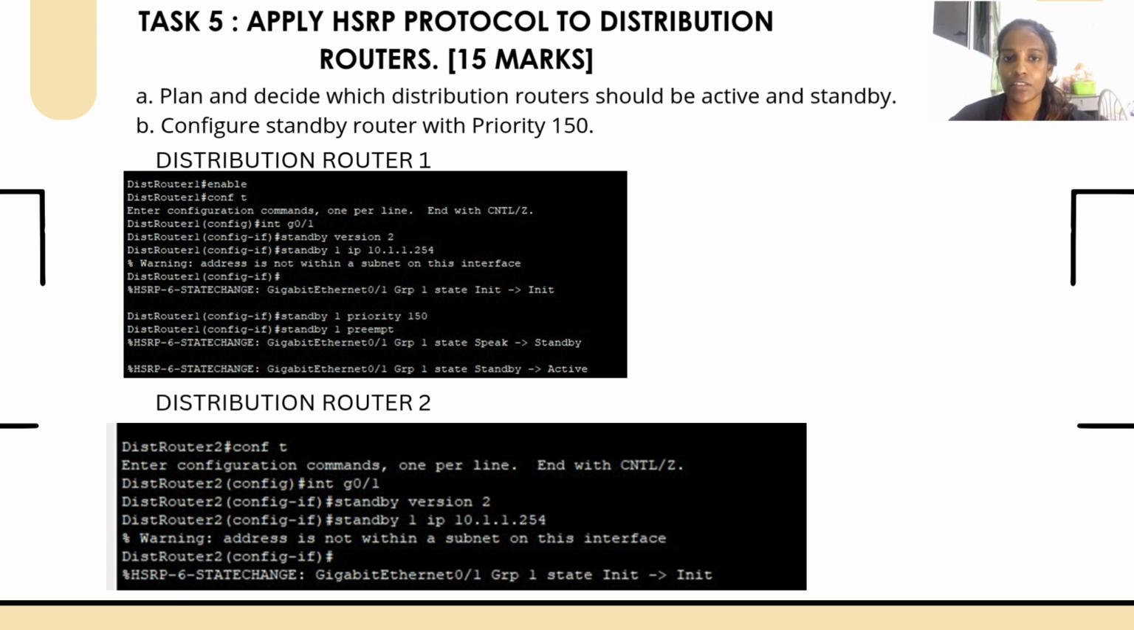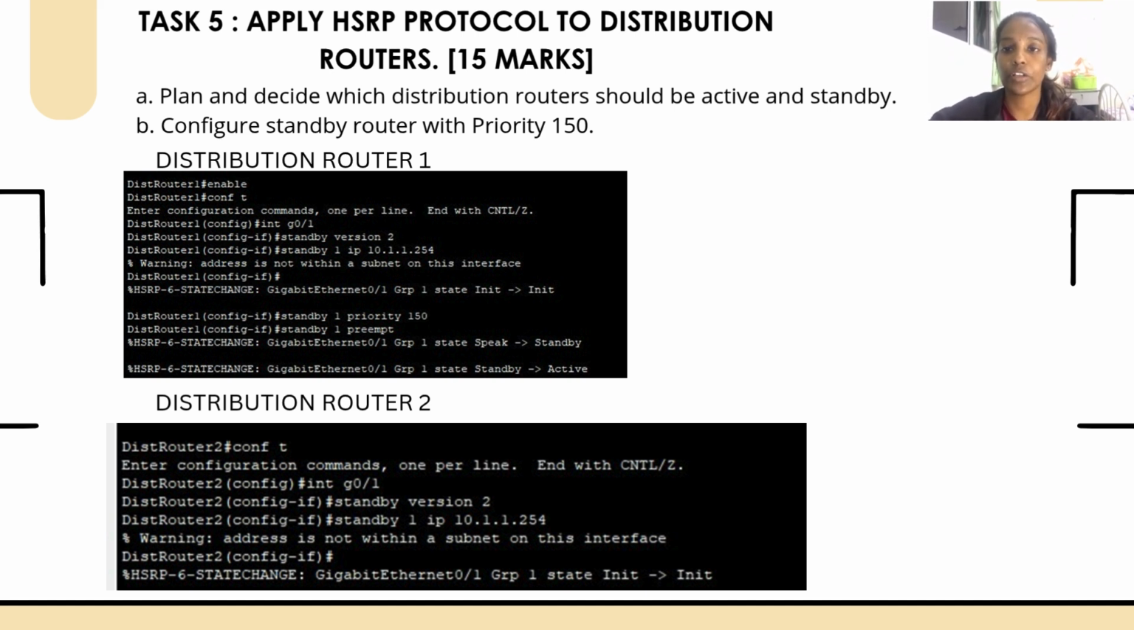Moving to task 5, task 5 requires us to apply the HSRP protocol to the distribution routers. There are two questions: A, plan and decide which distribution router should be active and which standby. B, configure the standby router with priority 150. As you can see in the screenshot, they have distribution router 1 and also distribution router 2. So let me explain that.